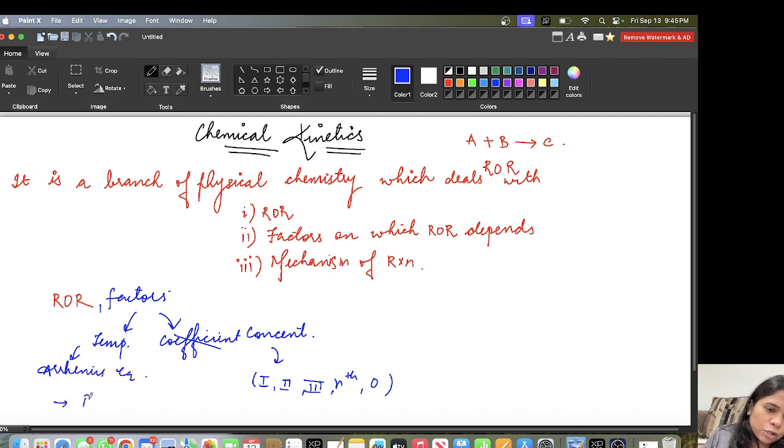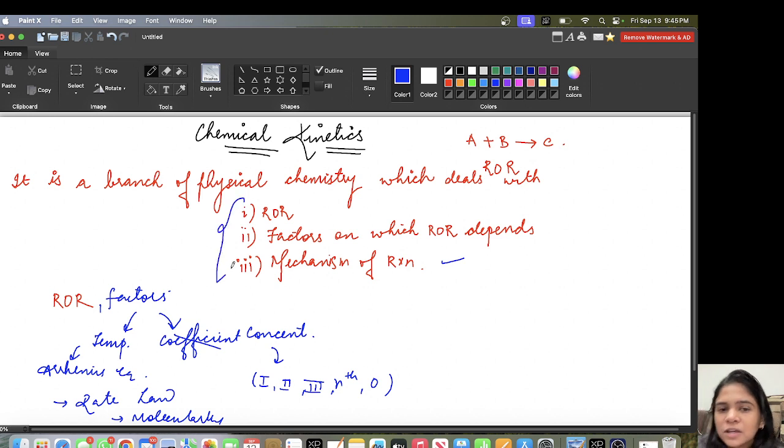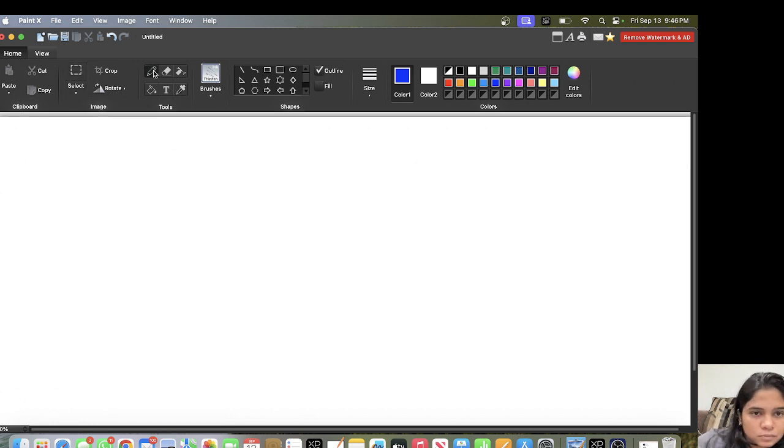Then we'll study about your rate law and then your molecularity, and then we'll study about the mechanism of reaction. So these are the three major topics which we need to cover along with your molecularity. So let us start with the first topic of rate of reaction. Our first topic is rate of reaction, also represented as ROR.